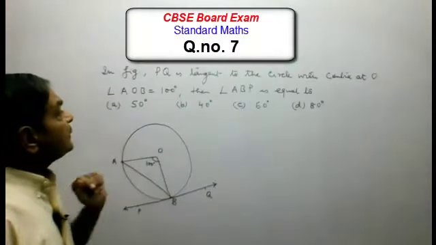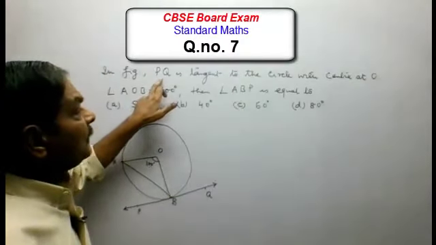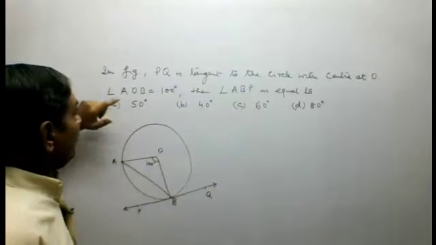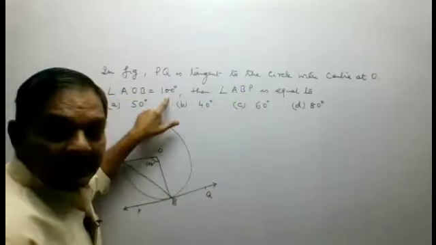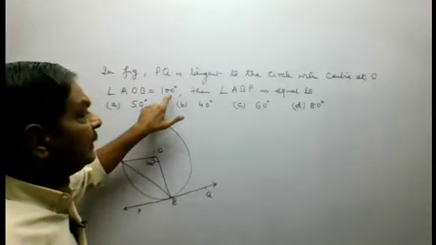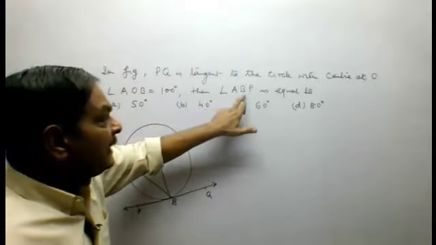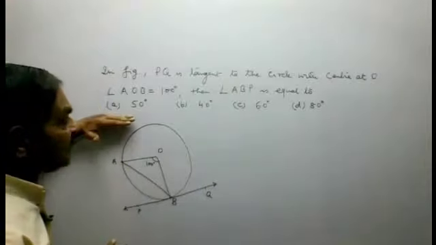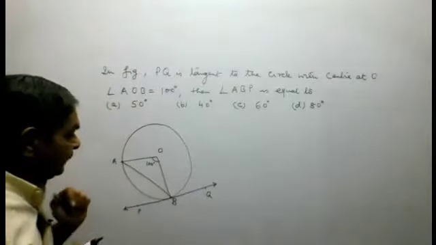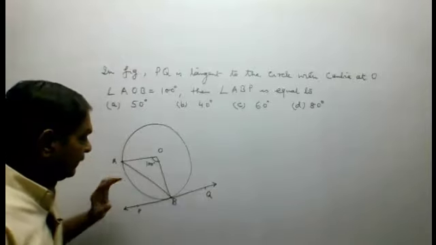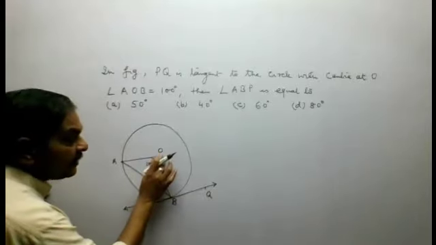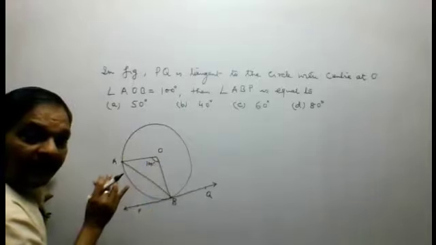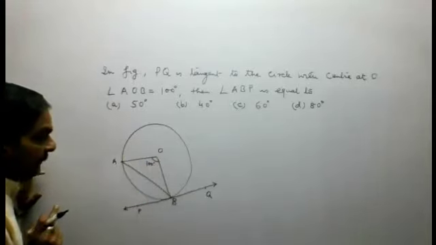The question is, in the figure PQ is tangent to the circle with center at O. Angle AOB is equal to 100 degrees, then angle ABP is equal to. The figure is given like this, and these are the four options given to us. Now let us first understand the given figure. O is the center of the circle. This angle AOB we have been given 100 degrees.